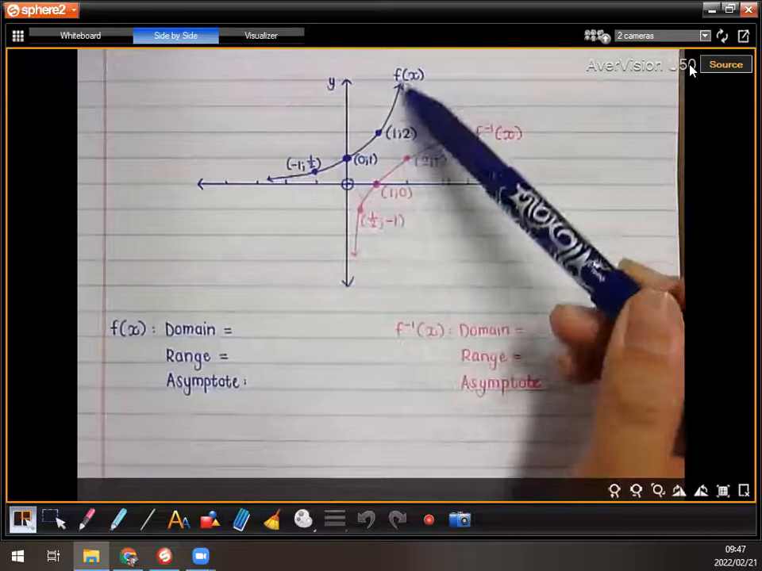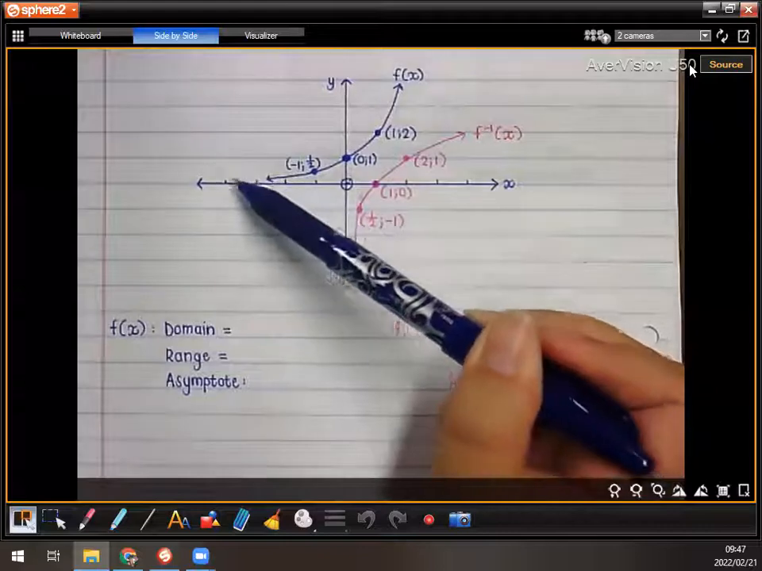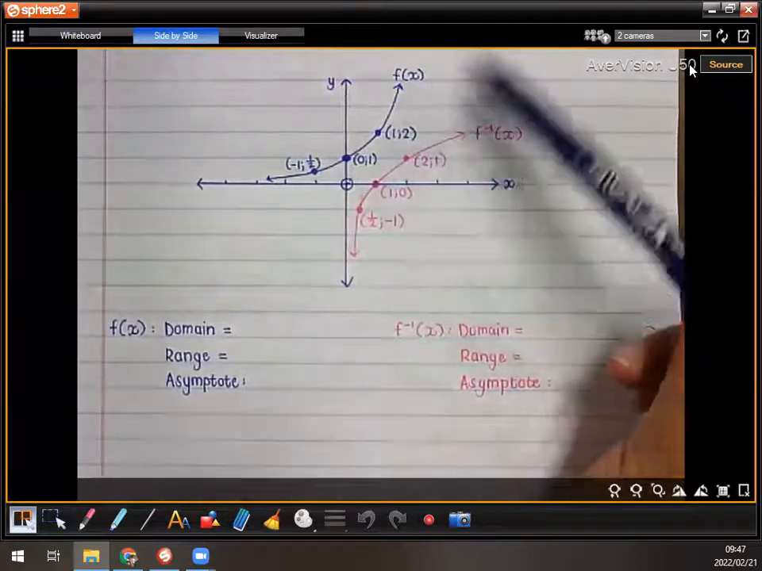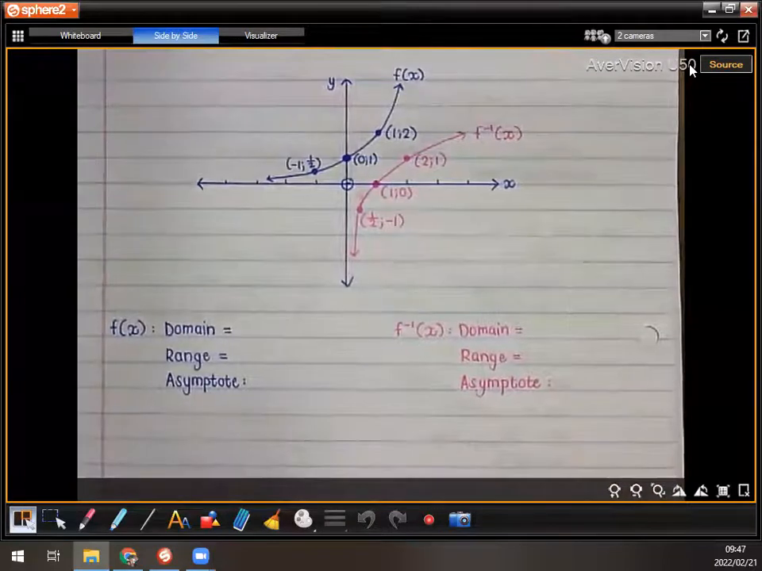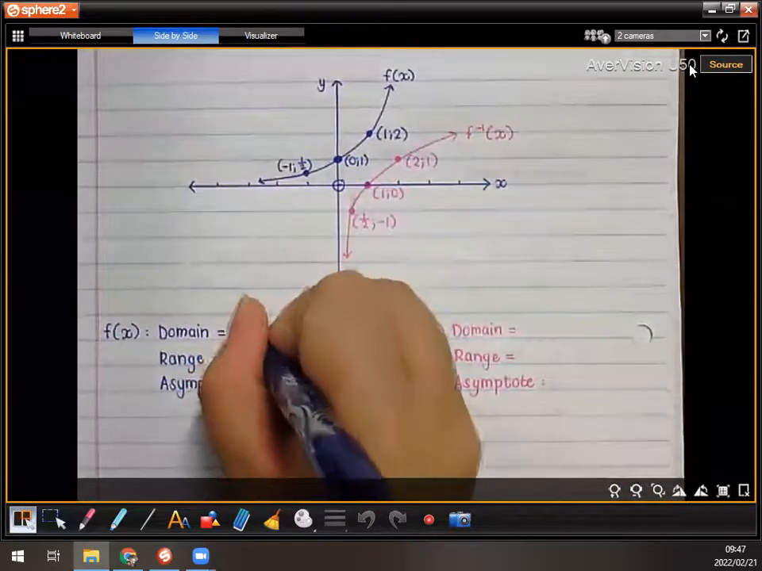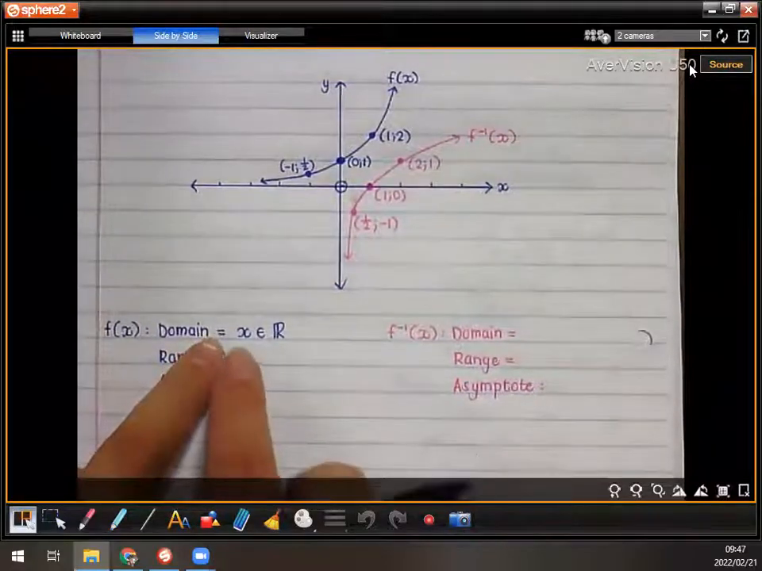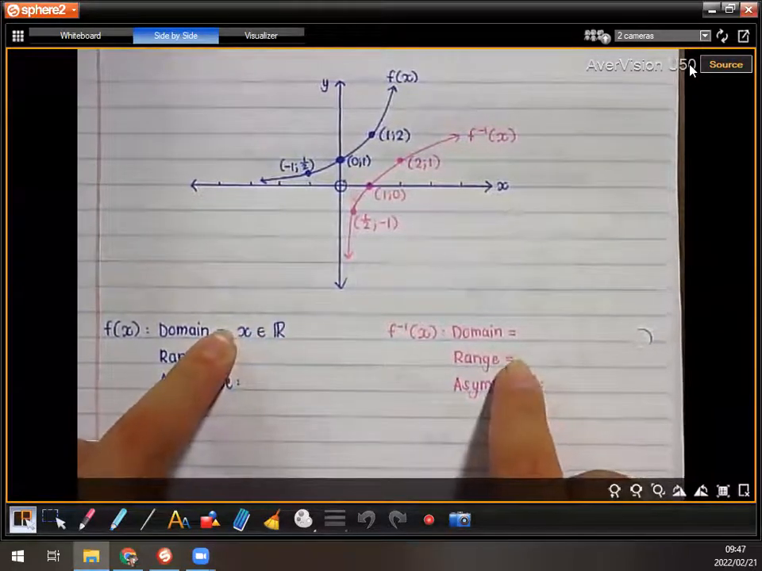Okay, in this case, f of x, the domain, the set of all the x values. What's happening here? There's an arrow that's going to negative infinity, right? And on the other side, there's also an arrow, so it's going to keep going to positive infinity. How can I write that? If it's from negative infinity to positive infinity, x is an element of real numbers, right? Or you can actually write x is an element of round bracket negative infinity to positive infinity if you wanted to. But guys, remember the domain of the original, sorry, becomes the range of the inverse.